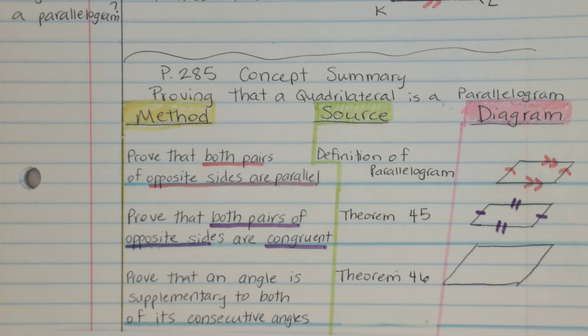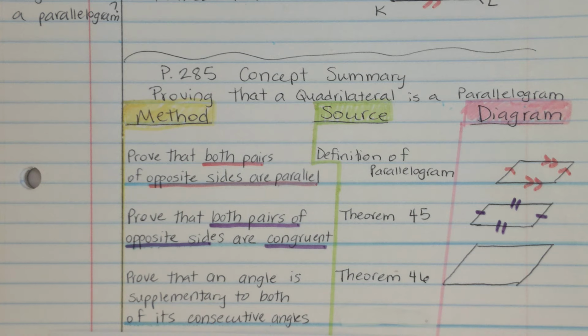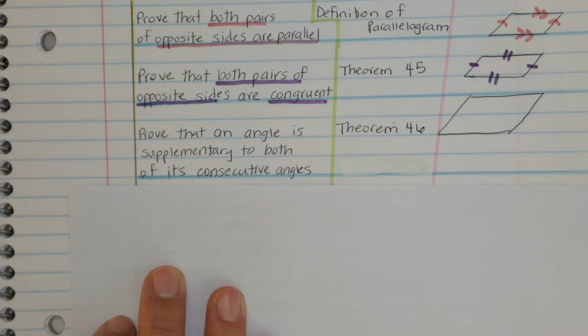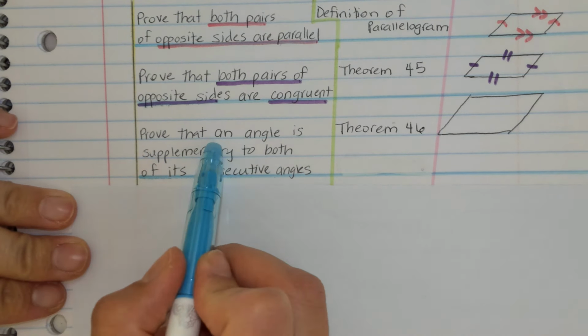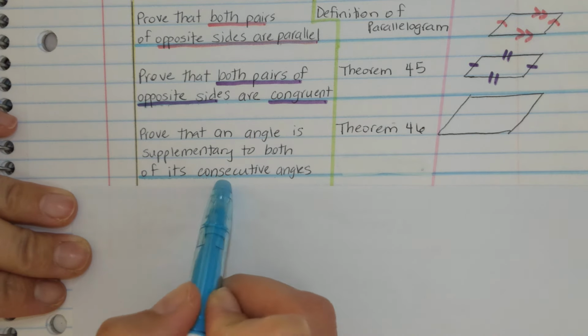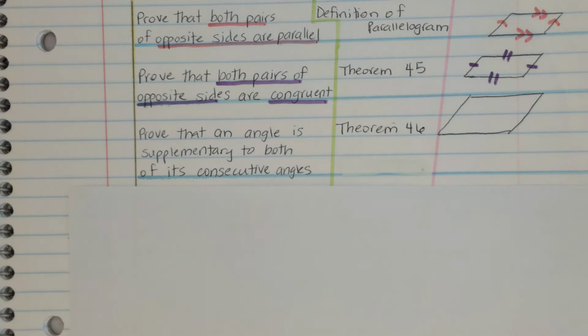Again, pause whenever you need to. Here is another method. Again, you can just do any one of these. As long as you can prove one of these, then you are proving that the quadrilateral is a parallelogram. So let me just move this a little. Okay, for this next one, prove that an angle is supplementary to both of its consecutive angles. Remember, supplementary means that it adds to 180 degrees. This is based off of theorem 46.